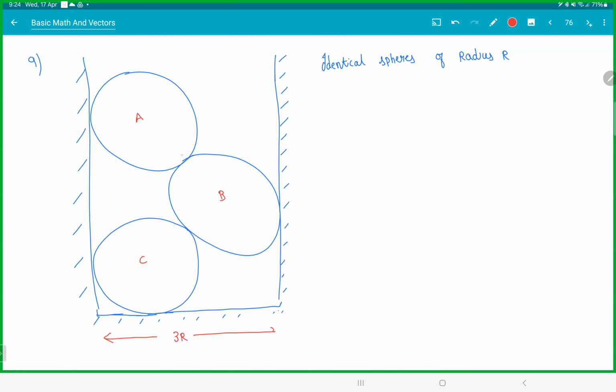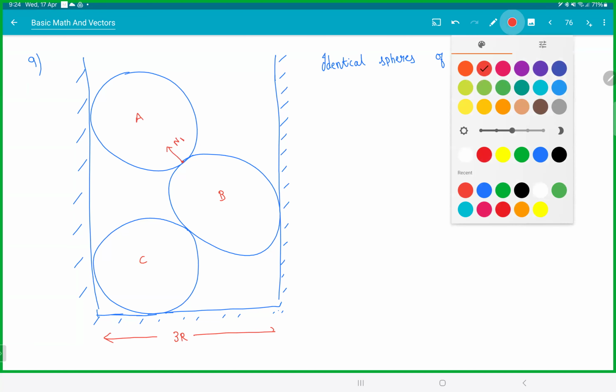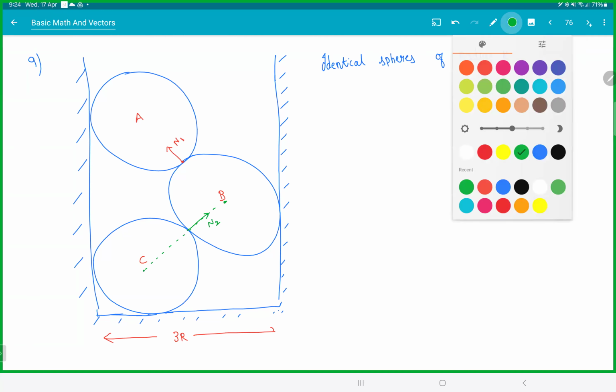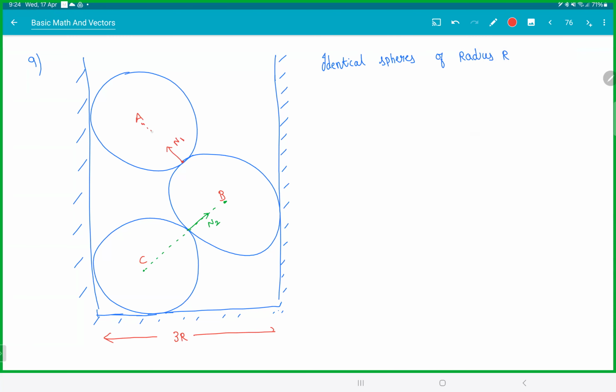Now on this ball A, at this point, there's a force like this. Let's call it N1. On this ball C, there's a force like this. Let's call this thing N2. Remember, these forces are center to center. These forces are joining center to center. This is A ka center. This is C ka center. This is B ka center. So the forces will be always toward the center.